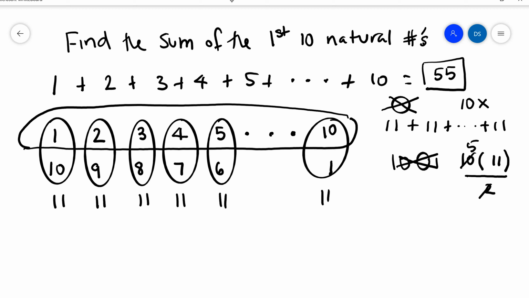So the sum of the first 10 natural numbers is 55. 1 plus 2 plus 3 plus 4 plus 5 all the way up to 10. What if they ask you greater than 10? Well, let's find one for the natural numbers. So I'm going to do this. 1, 2, 3, 4, 5. I put n right here and go descending order as well.